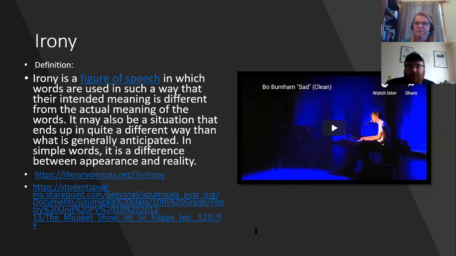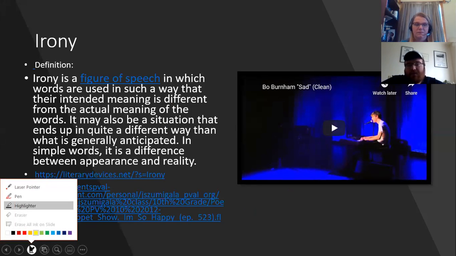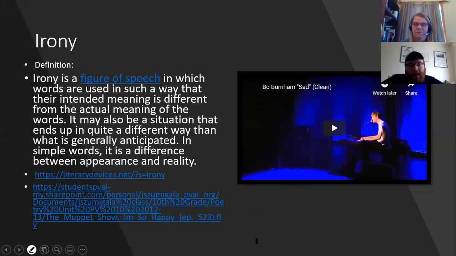Irony is a figure of speech in which words are used in such a way that their intended meaning is different from the actual meaning of the words. It can also be a situation that ends up in quite a different way than what is generally anticipated by the audience or the characters. In simple words, it's the difference between appearance and reality.